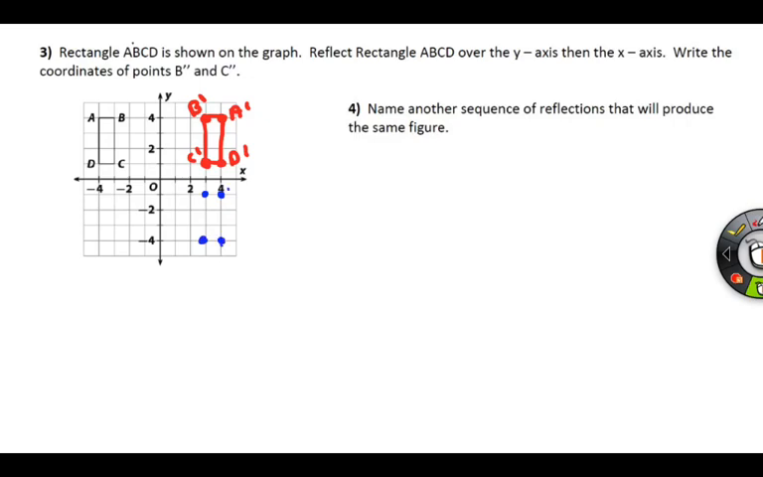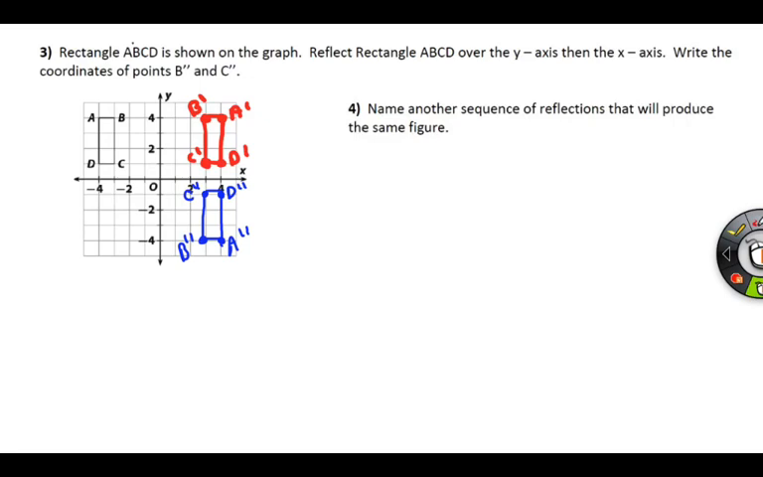And these coordinates would be, this would be D double prime, this would be C double prime, the one on the bottom right would be A double prime, and then this one would be B double prime, and then we could connect those. Okay? And then name another sequence of reflections that would produce the same thing.